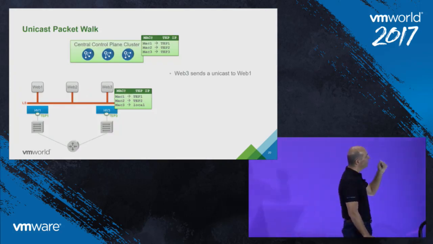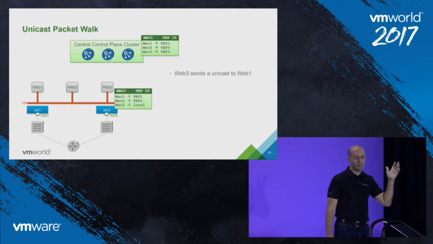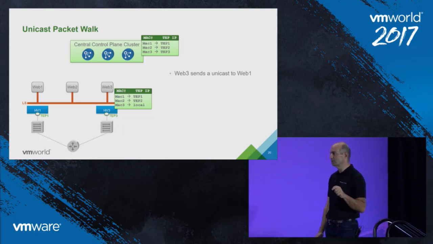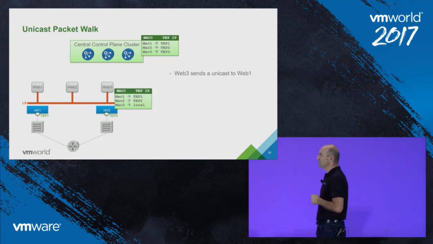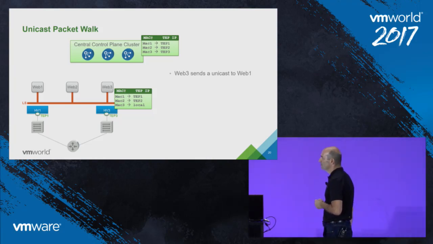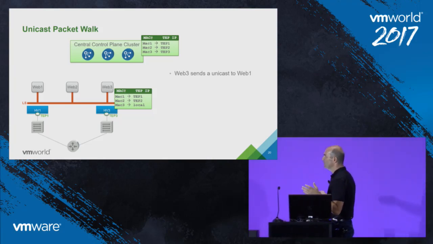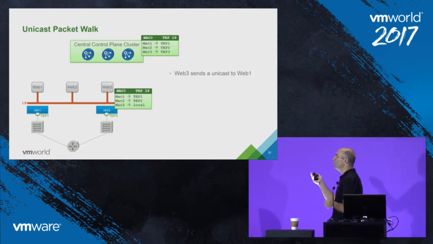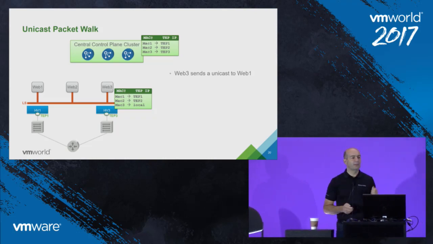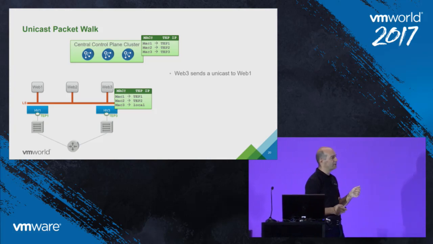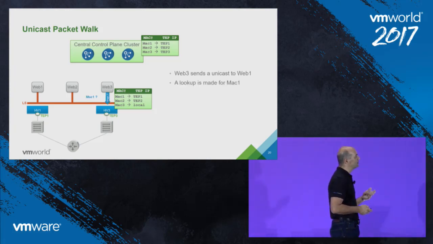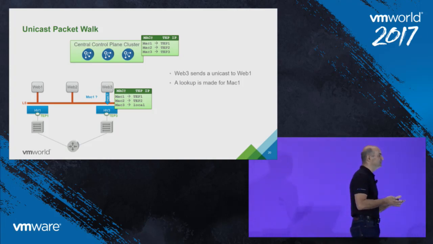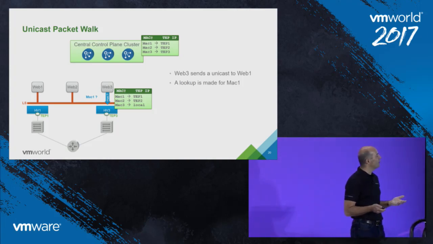And I'm going to show you now the unicast packet walk. You sign up for a packet walk as soon as you come to an advanced session. So here it is. I'm sending a packet, a frame actually, we're just working at L2 at that stage, between Web 3 and Web 1. And I'm assuming I know the destination MAC address, I know the MAC address of Web 1. So it's very simple. I send this frame with destination MAC 1.